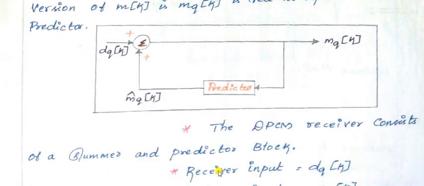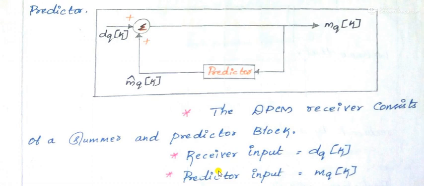This is the DPCM receiver block diagram. So dq of k is transmitted. First step, we found the difference value. After that, the difference value is quantized. The dq of k is then transmitted through the channel. Now the dq of k value is received and it is passed.